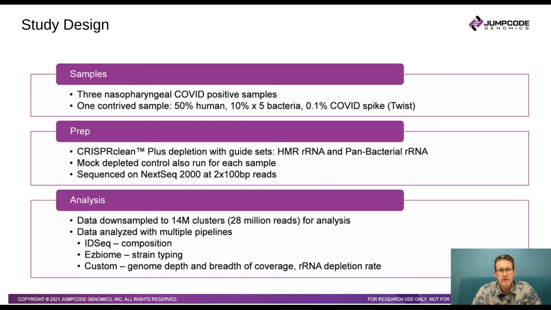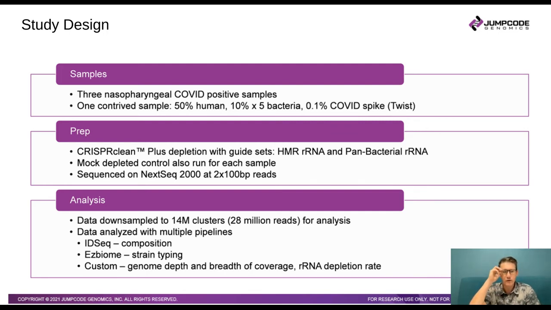I'll mention later that we downsampled those to 28 million reads per sample, the lowest number of reads for any of the samples. We downsampled every sample to that. And then we analyzed the data with multiple pipelines in order to understand composition of the samples through IDSeq, the strain typing using EasyBiome, and also using in-house custom pipelines for genome depth and breadth of coverage, as well as the ribosomal RNA depletion rate.